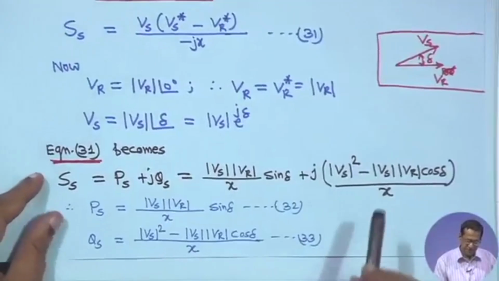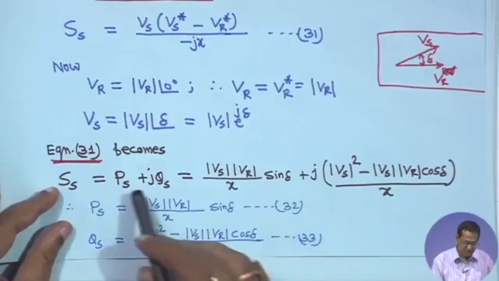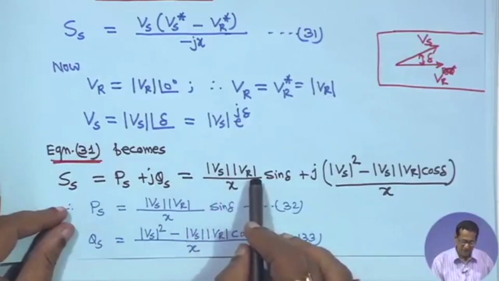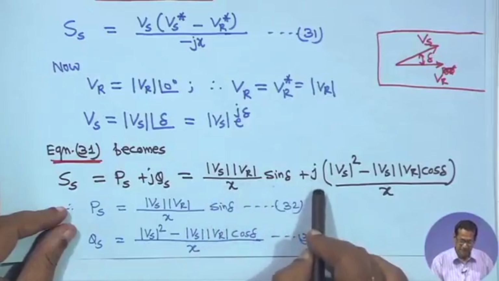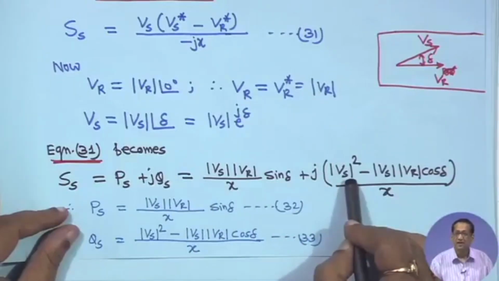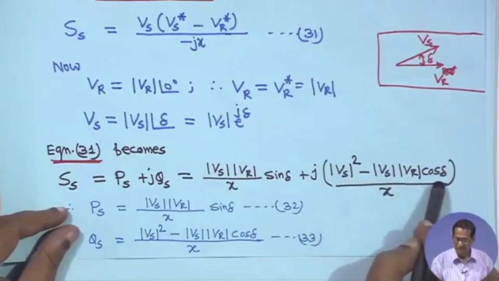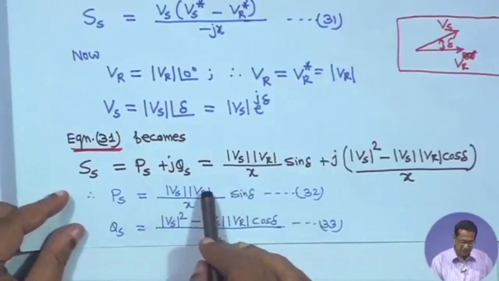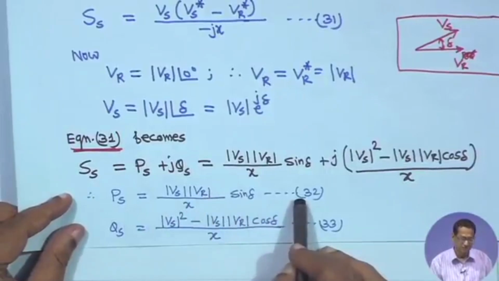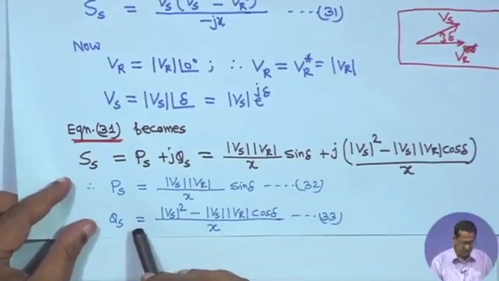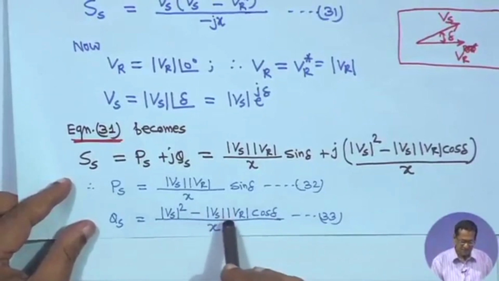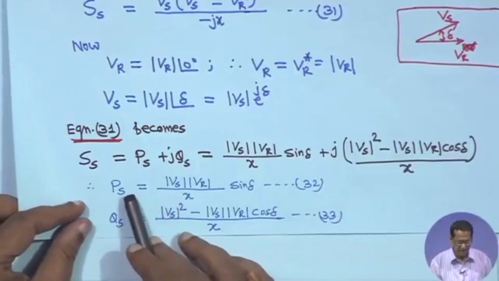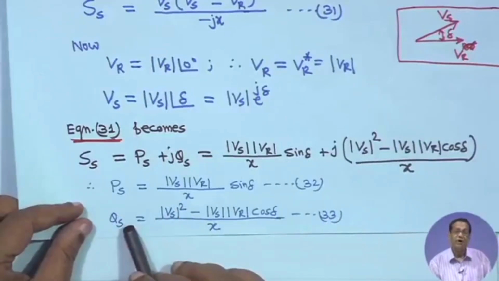If you do so and simplify, you will get S s is equal to P s plus j q s is equal to magnitude V s magnitude V r upon x sin delta plus j in bracket magnitude V s square minus magnitude V s magnitude V r cosine delta upon x. That means, P s is equal to magnitude V s magnitude V r upon x sin delta, this is equation 32, and Q s is equal to magnitude V s square minus magnitude V s V r into cosine delta upon x. So, this is your sending end real power and reactive power.